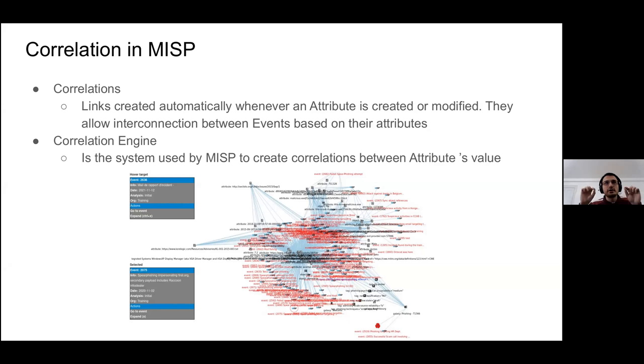So as soon as you have two attributes that have the same value, for example, the same file hash or the same domain, the same URL, MISP will detect that and will automatically create a link between these two. So that when you are exploring an event, you can see, oh, okay, this file hash has been used in another event or in another incident. And so you can pivot from this attribute to the other one and see how they are related.